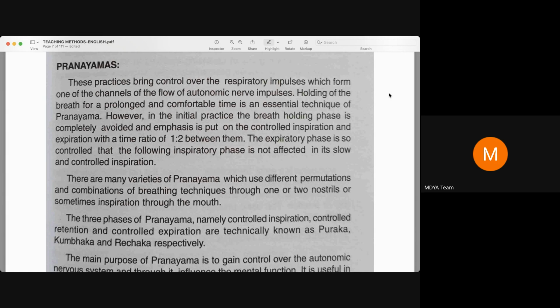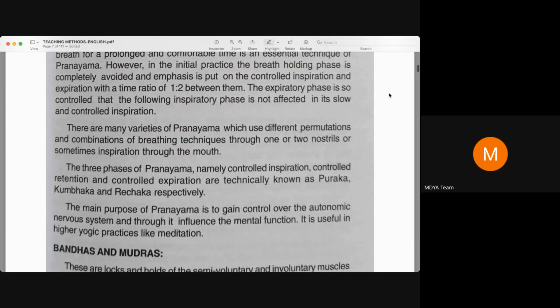So there are many varieties of pranayama which we use, different permutations and combinations of breathing techniques through one or more nostrils or both nostrils, or sometimes inspiration through the mouth, which we also do in some of the pranayams. There are three phases of pranayam, namely the controlled inhalation or inspiration, then controlled retention, and then controlled expiration or exhalation. They are technically known in Sanskrit as Purak, Kumbhak, and Rechak respectively.